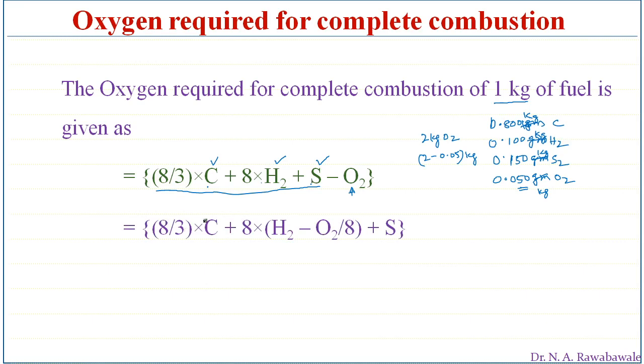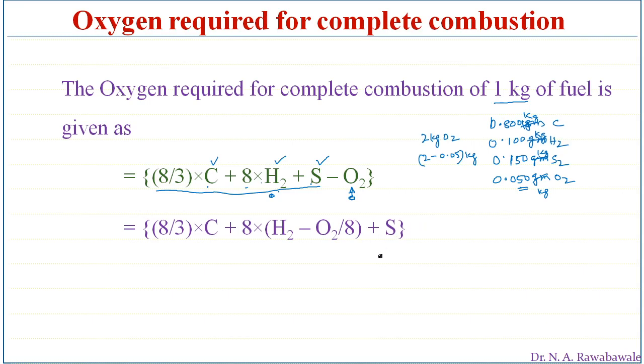So 8 by 3 into C is taken as it is, 8 is taken common, H2 minus O2 divided by 8 is taken into a bracket, plus S, S is taken as it is. So only these two terms, O2 and H2, are combined in a bracket by taking 8 as common factor. This is nothing but the amount of oxygen required for complete combustion of fuel.